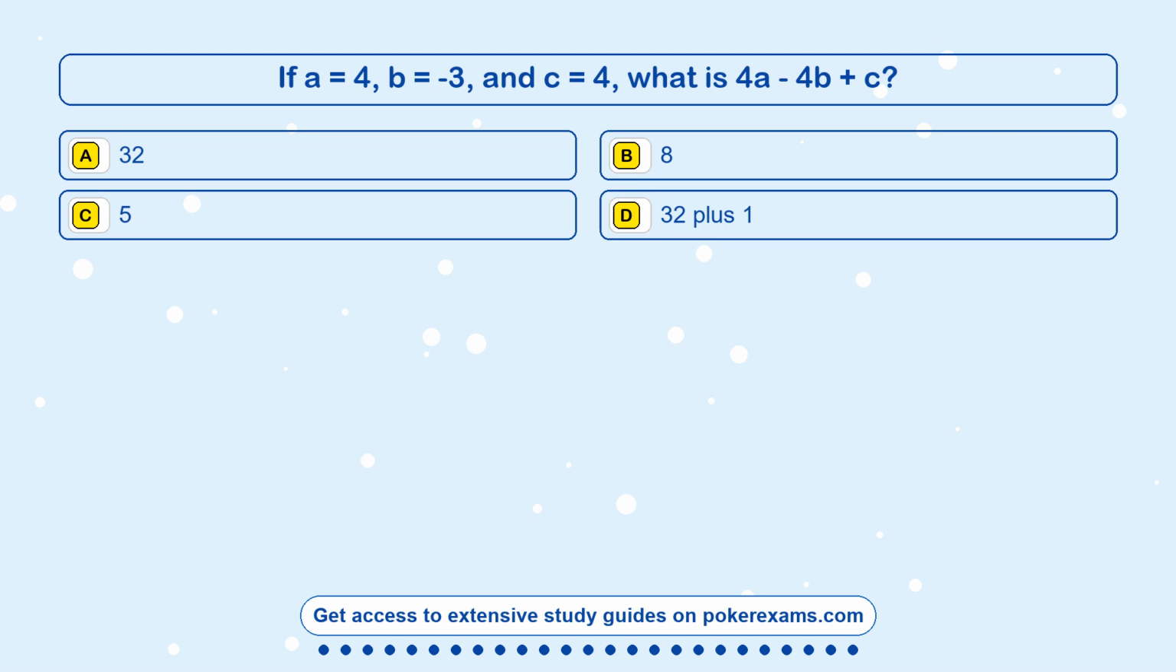Question 8. If A equals 4, B equals minus 3, and C equals 4, what is 4A minus 4B plus C? Option A 32. Option B 8. Option C 5. Option D 32 plus 1.